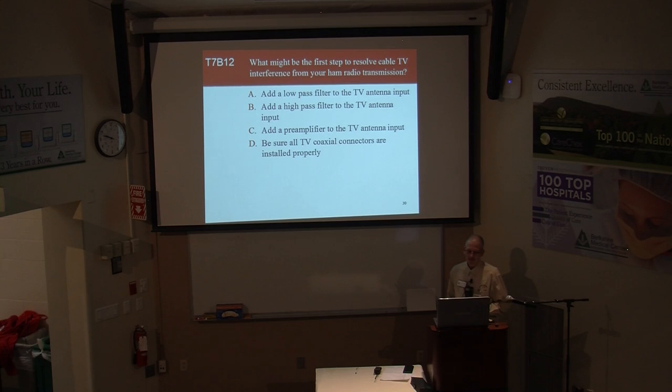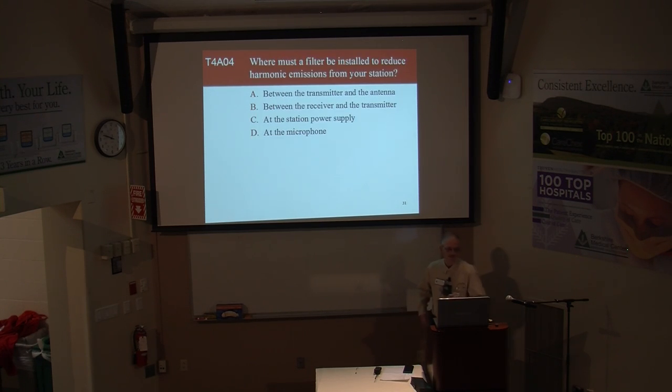What might be the first step to resolve cable TV interference from your ham radio transmission? D? Always check the dumb stuff first. Because I don't know how they make those cable TV boxes when you gotta screw that little F connector in there. Those fingers just don't work. That's why they have a special tool that they use.